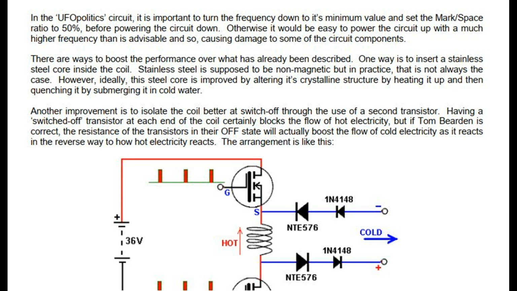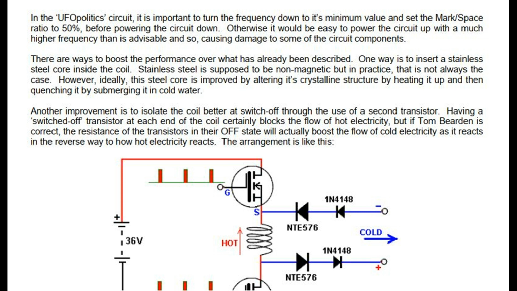Another improvement is to isolate the coil better at switch off through the use of a second transistor. Having a switched off transistor at each end of the coil certainly blocks the flow of hot electricity, but if Tom Bearden is correct, the resistance of the transistors in their off state will actually boost the flow of cold electricity as it reacts in the reverse way to how hot electricity reacts. The arrangement is like this.